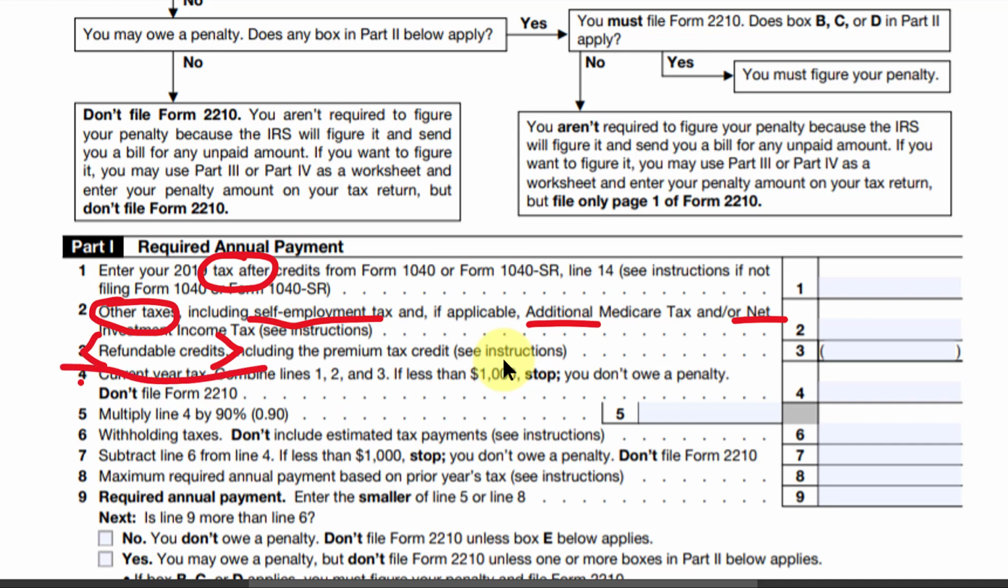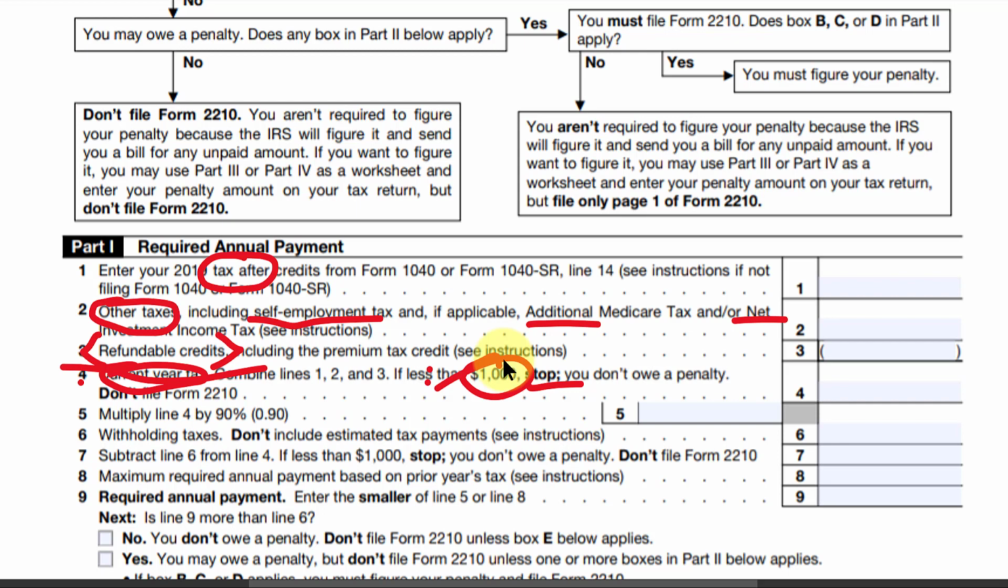And then the total of all of that would be the current year tax you have to have paid. And if it's less than $1,000 still due, then it says here you can stop because you meet one of the exceptions to the penalty. You just pay your balance of taxes due when you file your return.